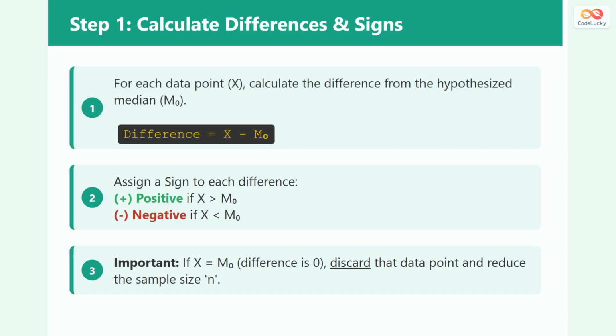The procedure is straightforward. First, for every data point in your sample, subtract the hypothesized median. Second, look at the result. If the value is greater than the median, assign a positive sign. If it is less, assign a negative sign. If the value equals the median, simply discard that data point and reduce your sample size, n.